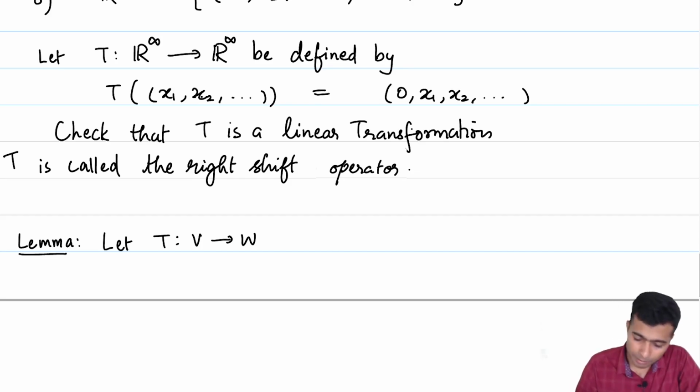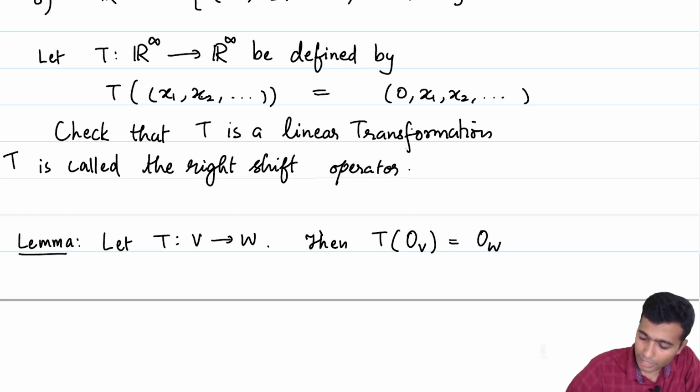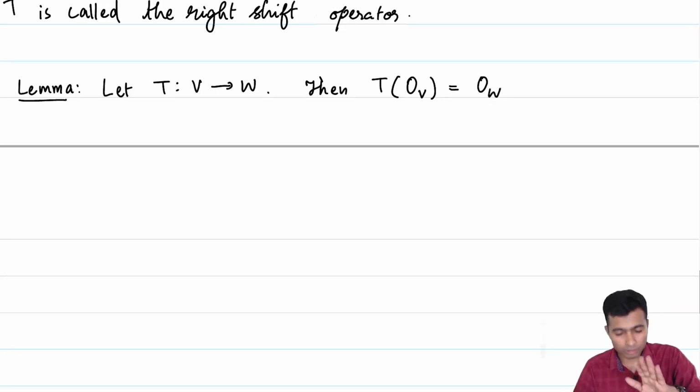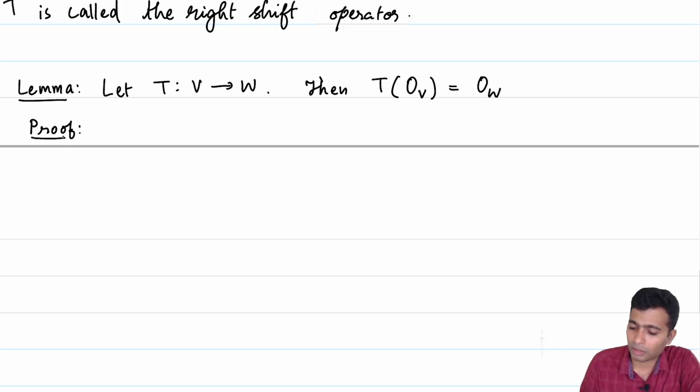Alright, so this lemma states that every linear transformation T from a vector space V to W should necessarily map 0 of V to the 0 vector of W. After this lemma, I will slowly stop writing the subscripts V and W, which will be clear from the context, but let me write the subscripts in the proof of at least this lemma. So, let us give a quick proof of this statement.